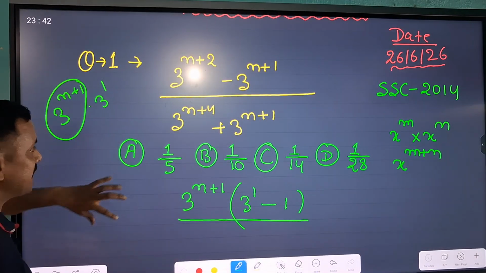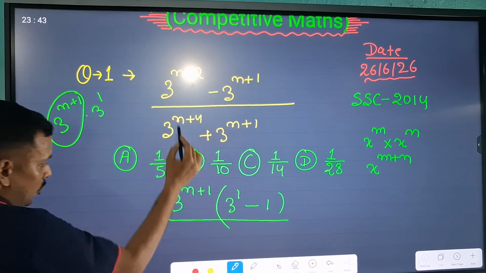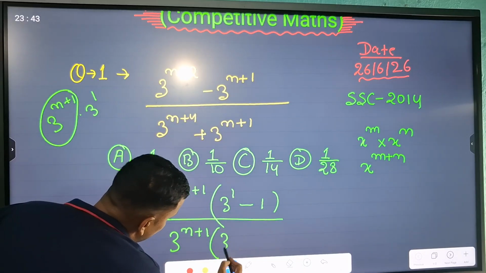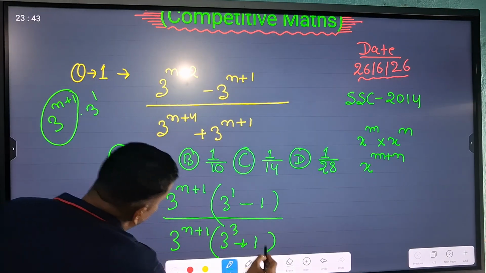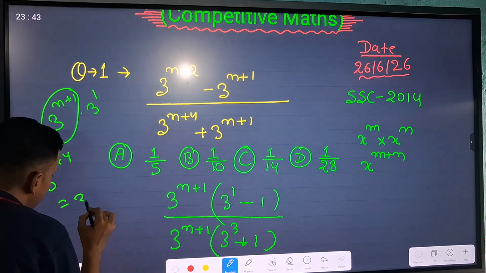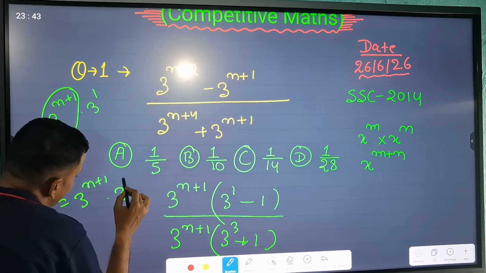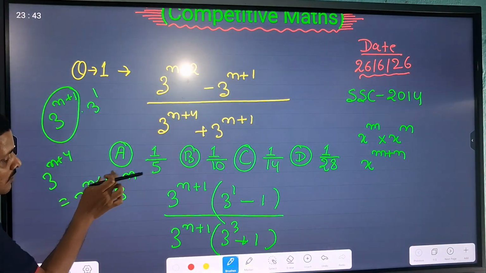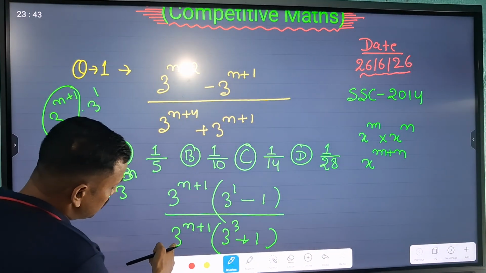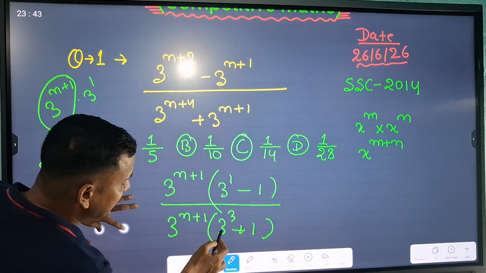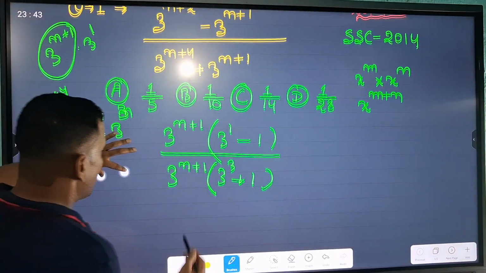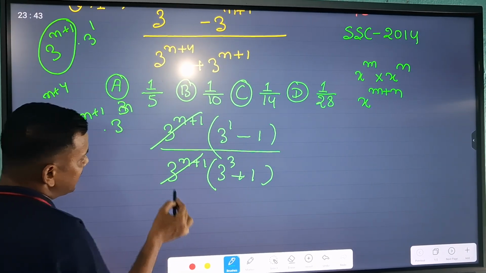And in the denominator, if you take 3 to the power n plus 1 common, here will be 3 to the power 3 plus 1. Why? Because you can write 3 to the power n plus 4 equals 3 to the power n plus 1 into 3 to the power 3. That means 3 to the power n plus 1 plus 3 equals 3 to the power n plus 4. So if you take 3 to the power n plus 1 common here also, you will get 3 to the power 3, and here is 3 to the power n plus 1, so plus 1. Now you can cancel 3 to the power n plus 1 and 3 to the power n plus 1.